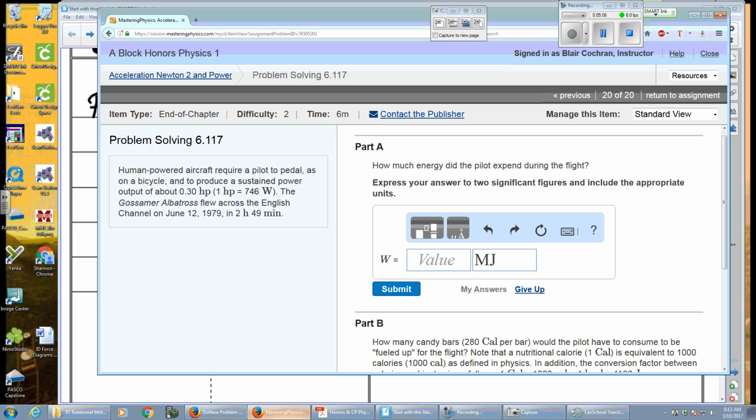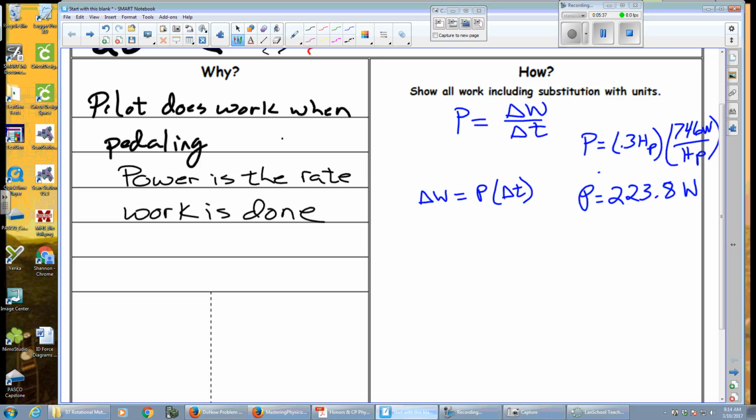So I'm going to convert my time to seconds because I've got my power in watts, which is a joule per second. If I can convert this time to seconds, then I can get joules, and then I can convert them to megajoules. There's like 2 steps. So I already have my power in nice metric units of watts. My time is 2 hours, 49 minutes. So I need to get that into seconds.